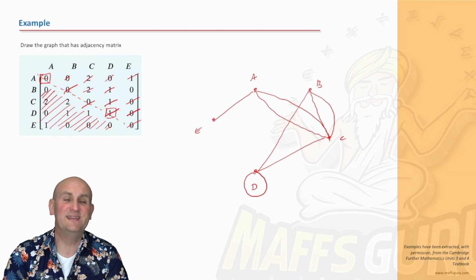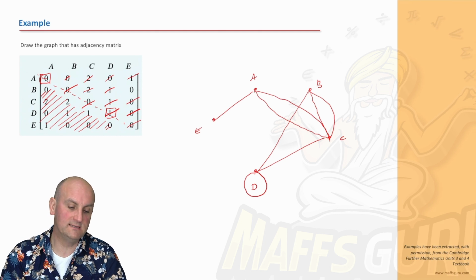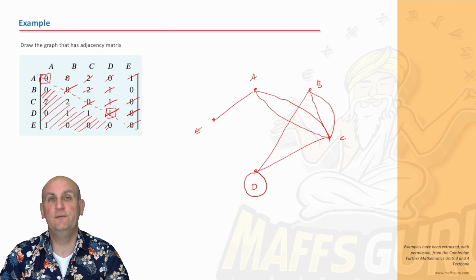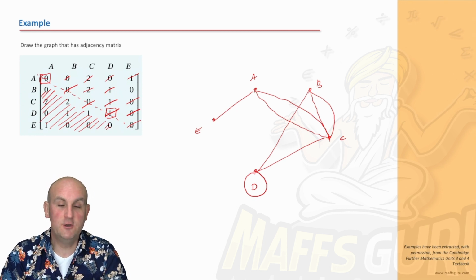Anywhere there's a 0, I don't have to worry about it, because remember, there are no connections between them. And ladies and gentlemen, there is my graph from the adjacency matrix. Now again, if you've done this, it may look slightly different. It doesn't matter, it's not a huge issue.